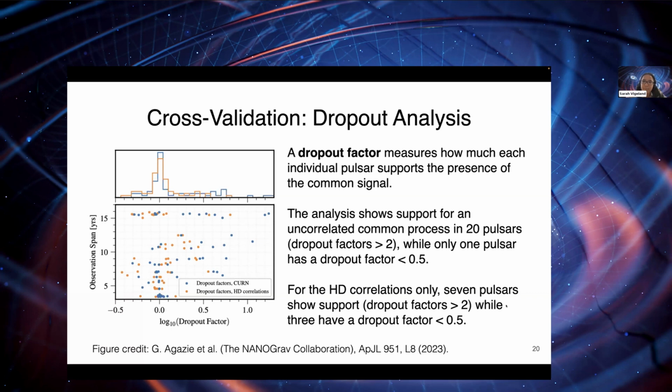So for the very short timed pulsars, the dropout factors are very close to 1, which is not surprising. If they're short timed, the lowest frequency that they can probe is pretty high, and at that frequency, the gravitational wave background is not very strong. So it's not surprising that they are not really able to tell whether it's there or not. But for the longer timed pulsars, we do see a range in dropout factors, and most of the dropout factors are high, indicating that that pulsar in particular shows evidence of this signal.